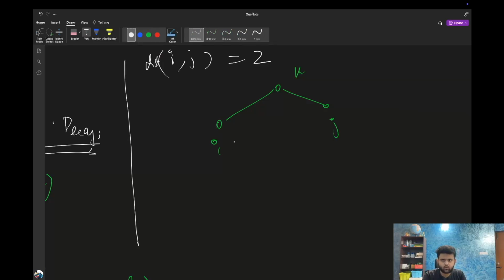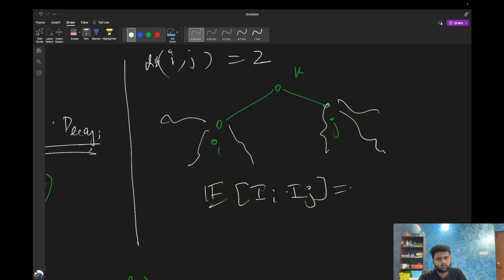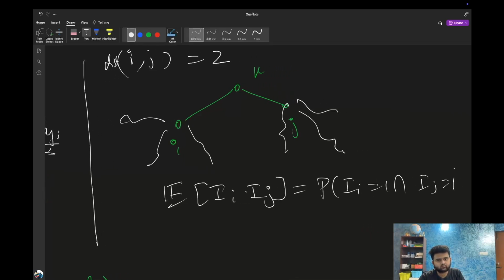So you have some vertices that it's neighboring, some vertices that it's neighboring. Now remember, we are trying to find the expectation of II times IJ. I can't separate them here because they are not independent. But since each of them can be either 1 or 0, the probability of the product of them being 1 is the same as the probability that both of them are 1. So this equals just probability II equals 1 and IJ equals 1, right?